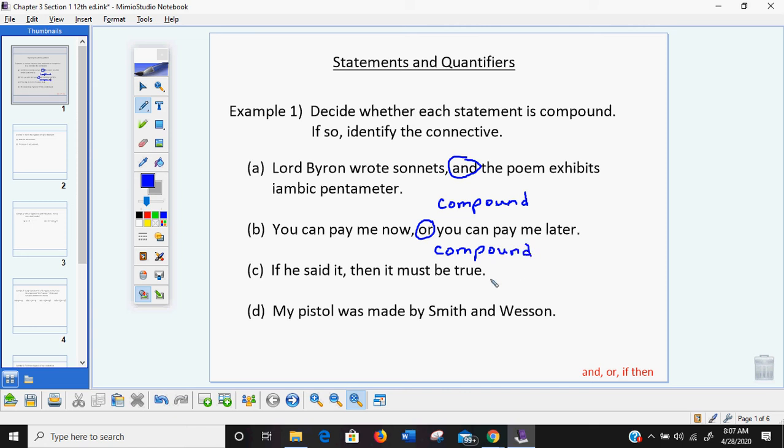Part C. If he said it, then it must be true. Okay? We have the words if then. Those are connectives. This is a compound sentence. Now let's look at the last one. The last one says my pistol was made by Smith and Wesson. The word and can be a compound sentence, but this is actually just in the name of a company, Smith and Wesson, okay? It is not combining two sentences. So this one is not a compound statement.